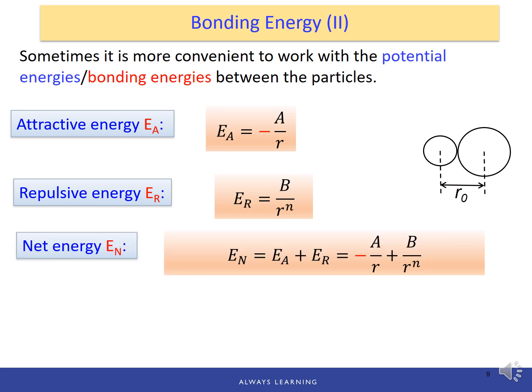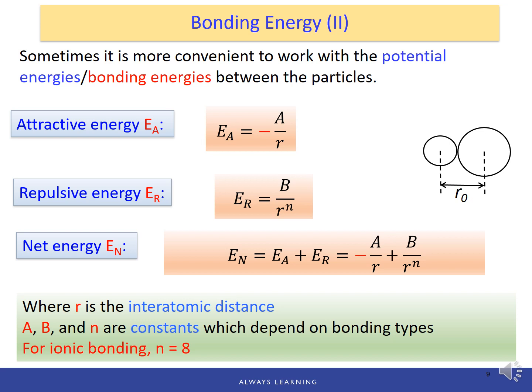So the net energy E sub N is the sum of the attractive energy and the repulsive energy. Again, R is the interatomic distance or interatomic separation distance between the two atoms. A, B, and N are constants, which depend on the bonding types. If we have a problem to solve, the values of A, B, and N will be given. For most ionic bonding, we use 8 for the N.